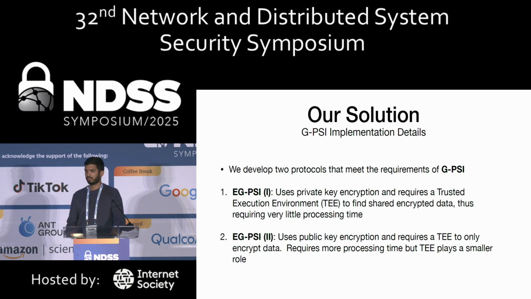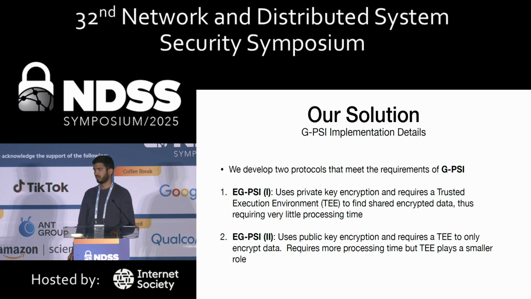On a high level, the clients in both groups first engage in a pairwise key exchange, and then they compute the pseudorandom permutation of their set elements to encrypt them, and they share these encrypted elements to a trusted execution environment, or TEE. The TEE can then be used to find the shared encrypted data, and it sends the corresponding shared data to the clients in each group, and the clients can decrypt the shared data to find out what they have in common with the clients of the other group.